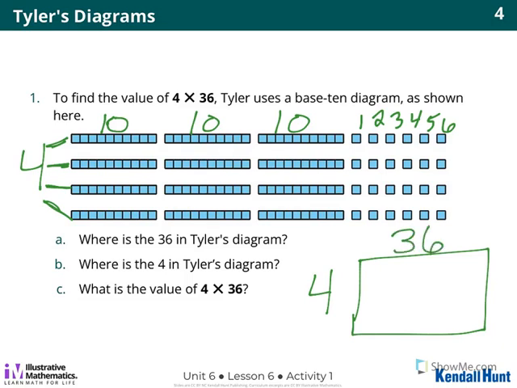36. Do you guys remember when we were talking about area like 2 days ago? Okay. How would this area model be like this? How are they similar?